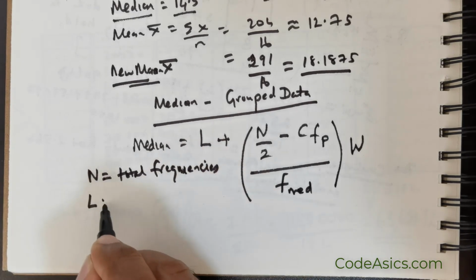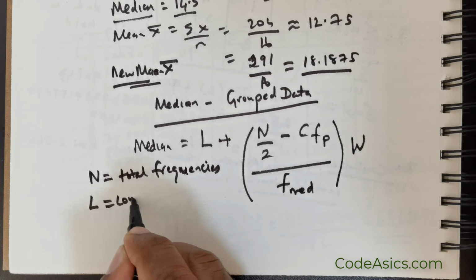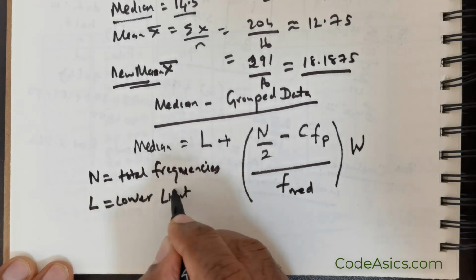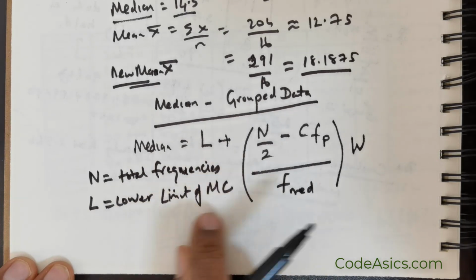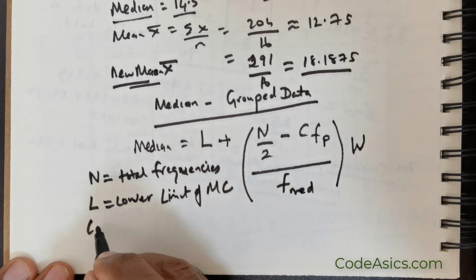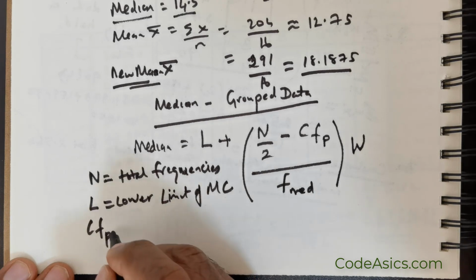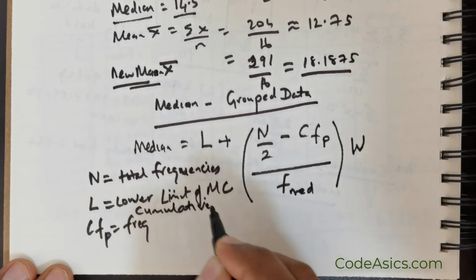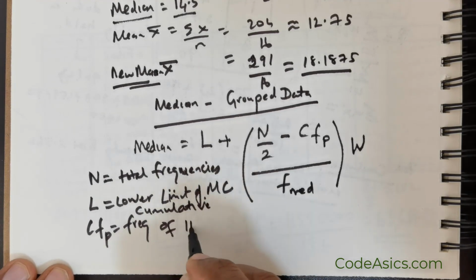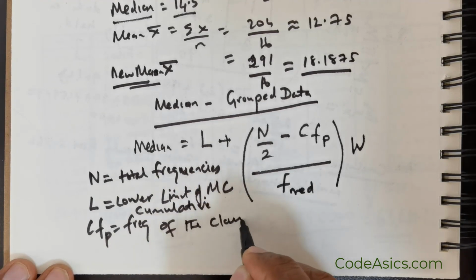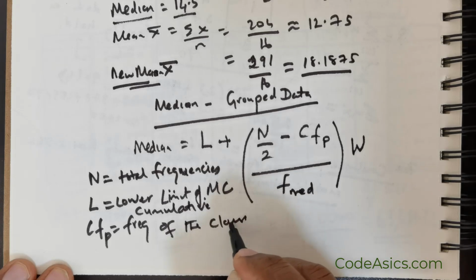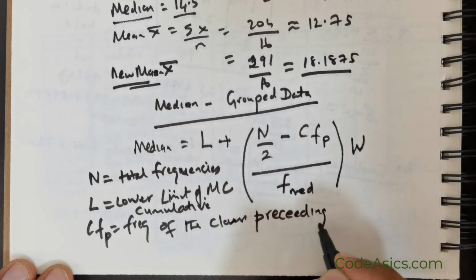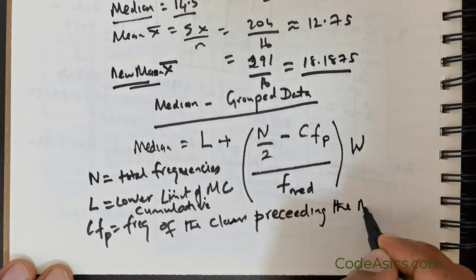Now L is the lower limit of the median class. Lower limit of, I'm writing it as MC, median class. I'll explain to you when we see the question. CFP, cumulative frequency of the class preceding the median class.